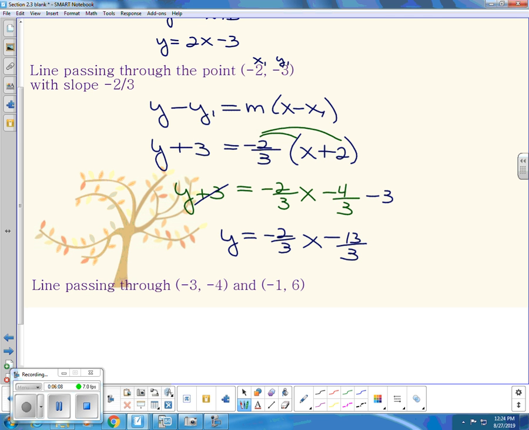Okay. Now, if I'm subtracting 3, I'm actually subtracting 9 over 3. We have to get a common denominator here, if you got lost in the fraction step. Okay. Is that good?